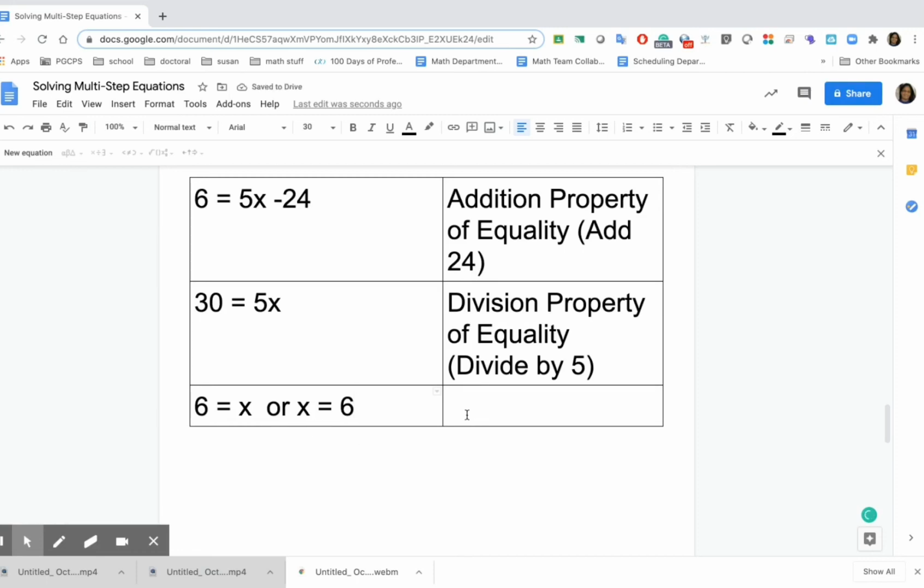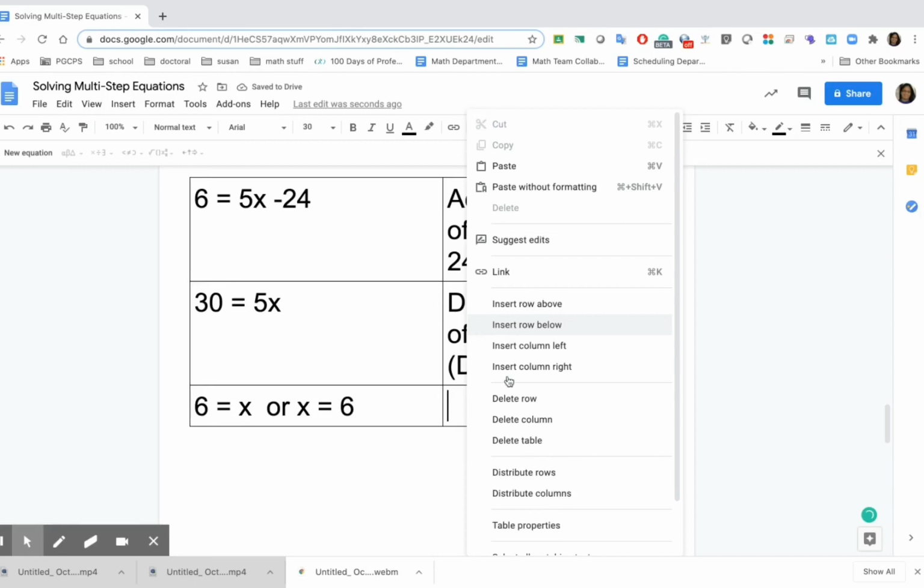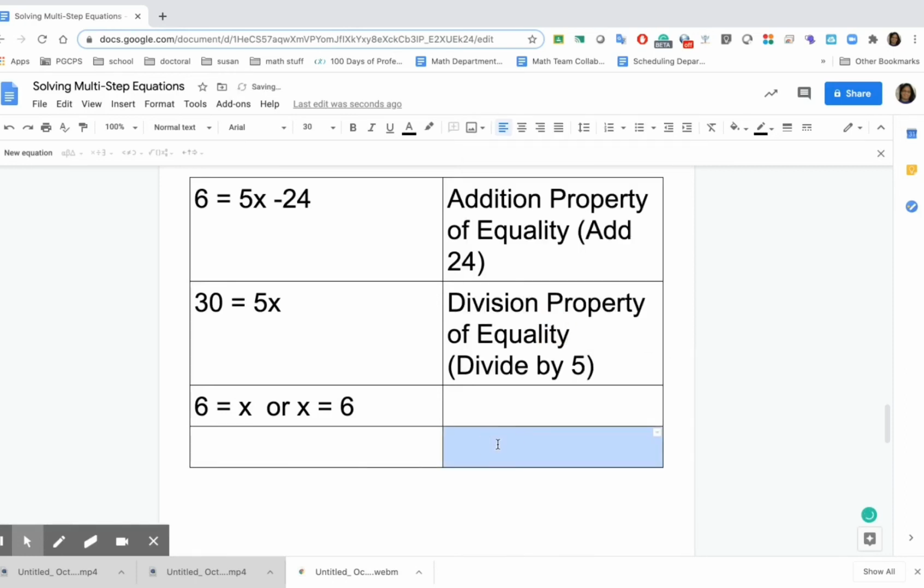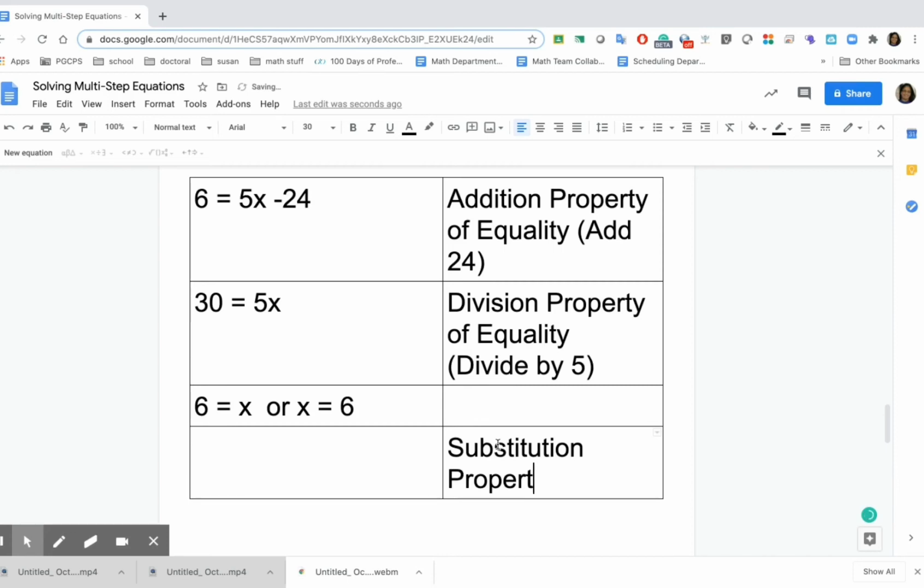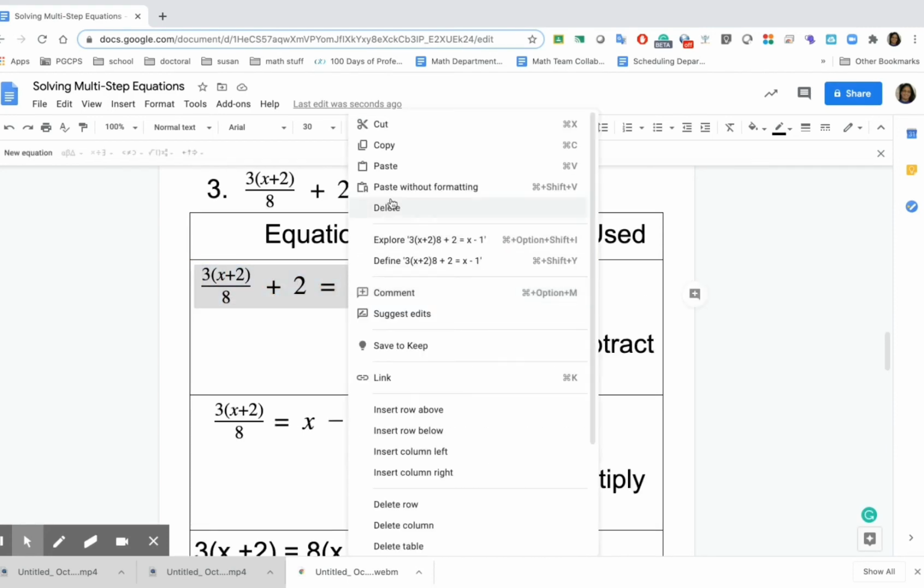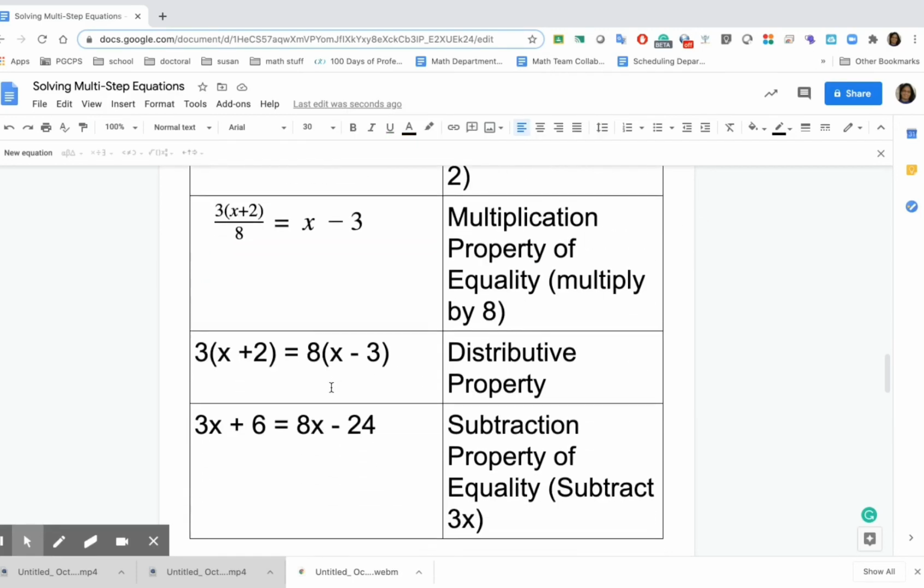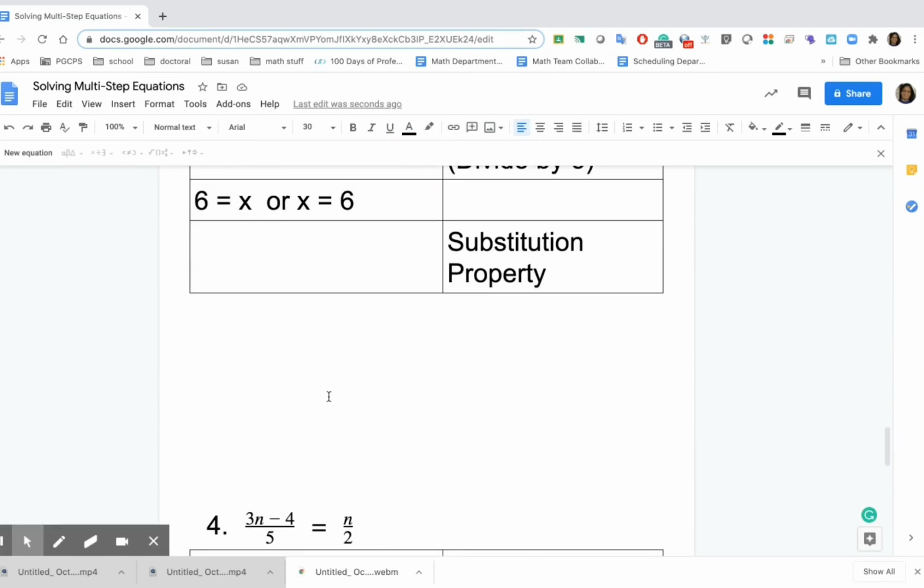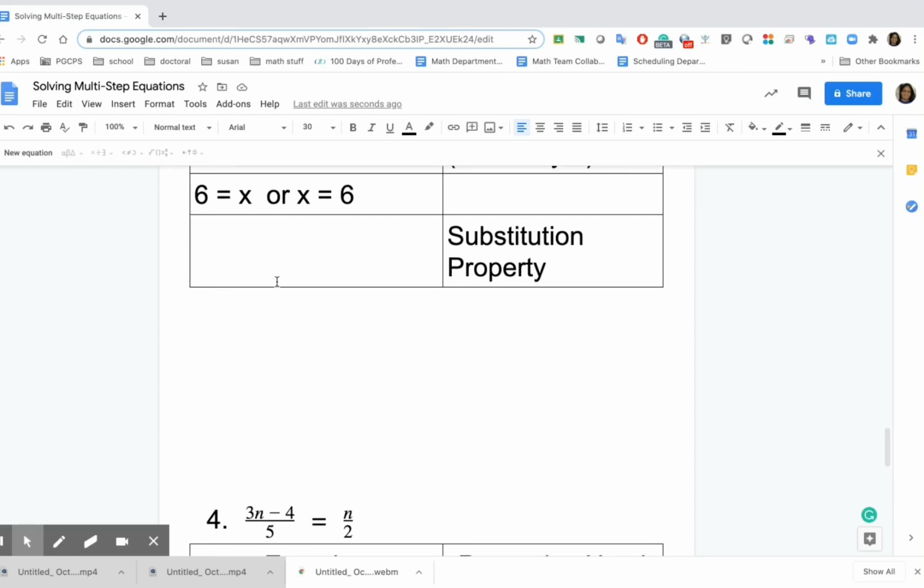So to check if your answer is correct, again, we will use the substitution property. Let's copy again the equation: 3 times the quantity of x plus 2 all over 8 plus 2 is equal to x minus 1.